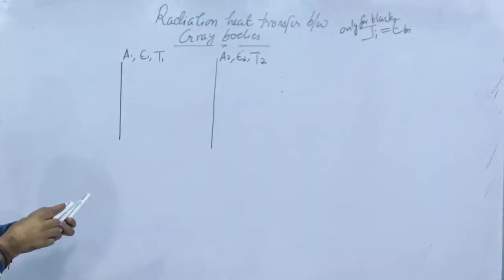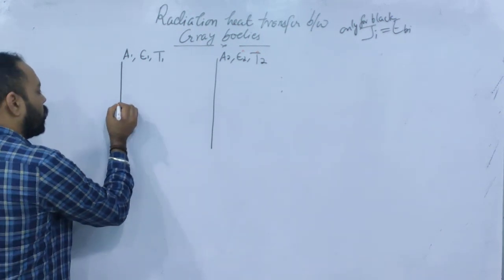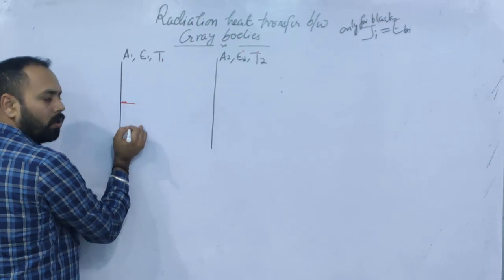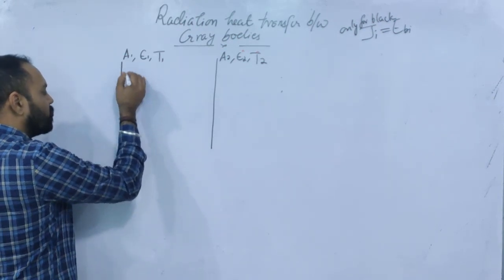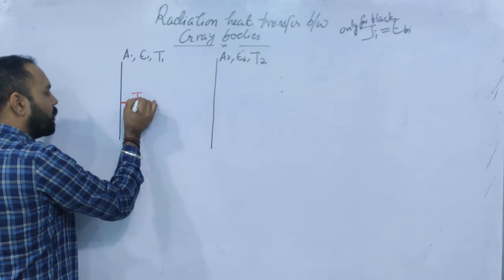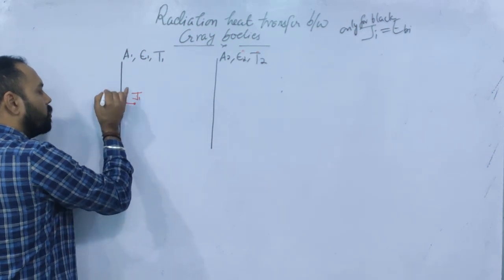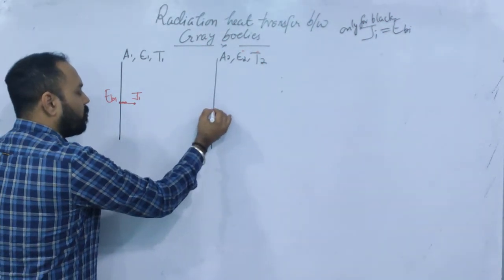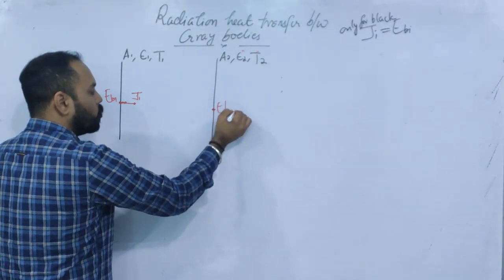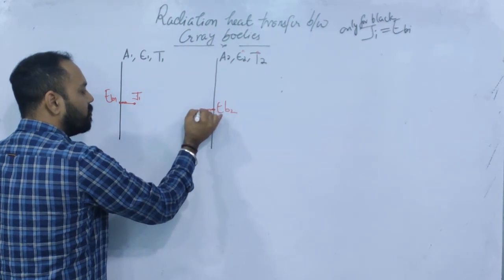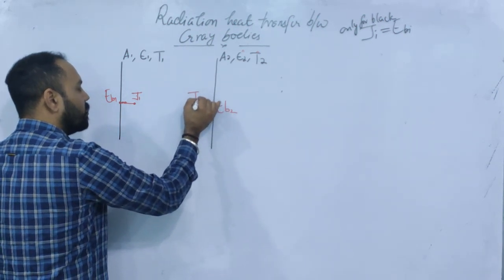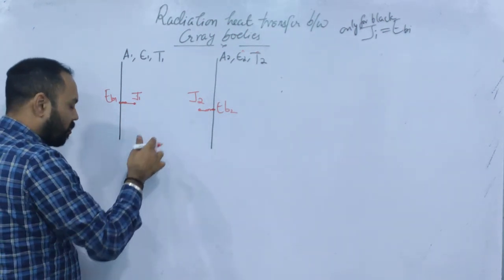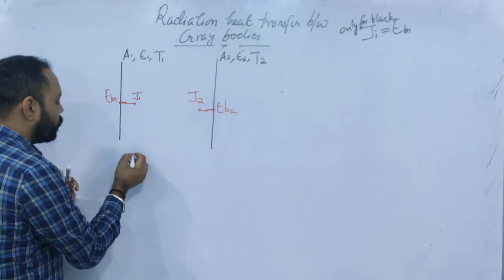Now when you write the resistance here, the first resistance is the surface resistance of the body. Suppose this one is body 1, so this should be written as J1. And what is the potential here? You should write this as EB1. For this other body, you should write EB2, and then there is a surface resistance, and therefore the potential here is J2.